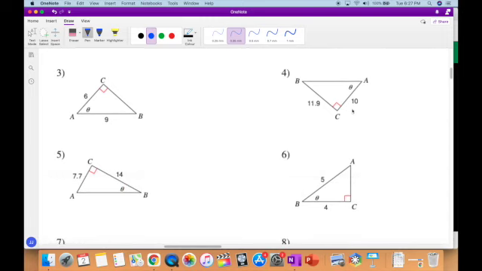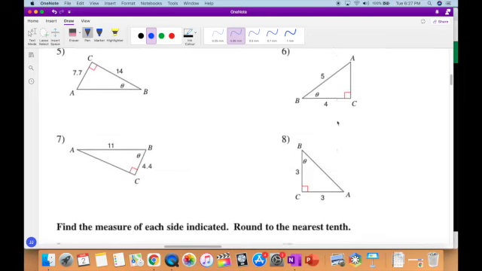You can tell that this is going to be a tan. This one here is hypotenuse and adjacent, so that's cos. This is tan.